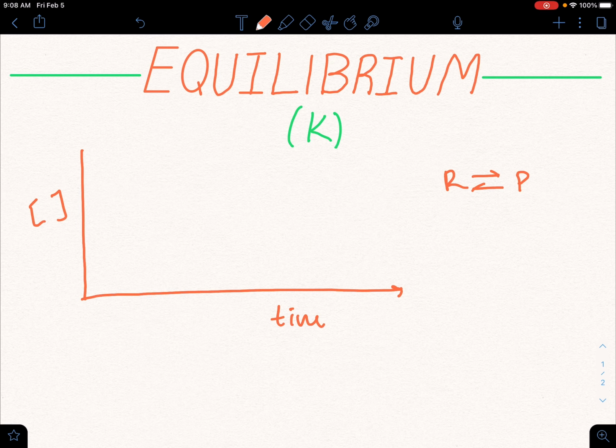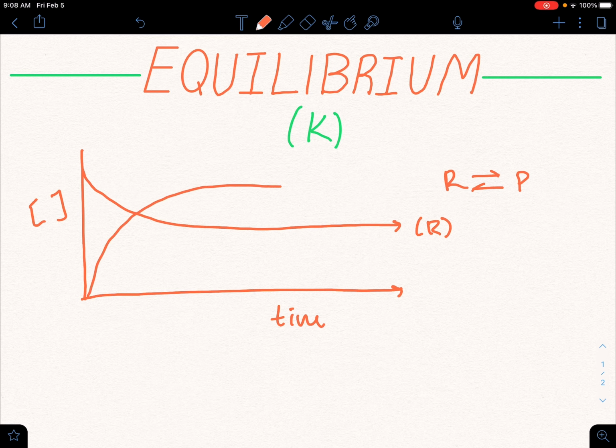So for our reactant, we're going to start with high concentration, and it's going to dip down like this. And for our products, we're going to start with 0, and then we're going to start forming them. And then they're going to reach the static state, where it curves up and you get to this horizontal line. So that's what happens with equilibrium, and that's what we're trying to analyze. Again, the concentrations aren't equal at this point. There's just no net change in them.